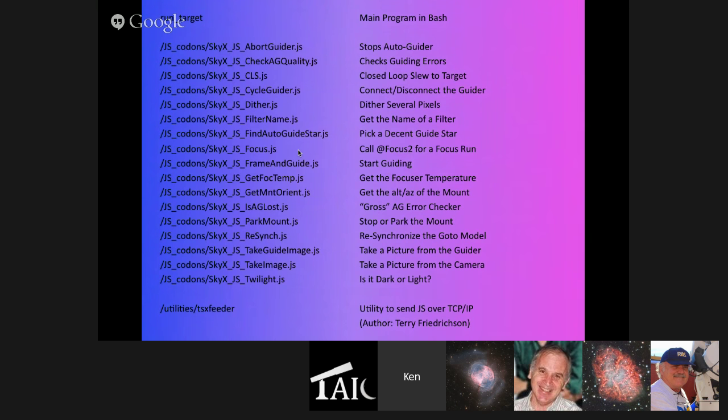So what I did is I created a bunch of JavaScripts. And I started off at the top with this bash script that does all of the thinking. And then I created JavaScripts that were very function-oriented. So I've got one that checks the auto-guider quality. I've got one that does closed-loop slews. I've got one that invokes @focus2. All kinds of stuff here. You can see what they are.